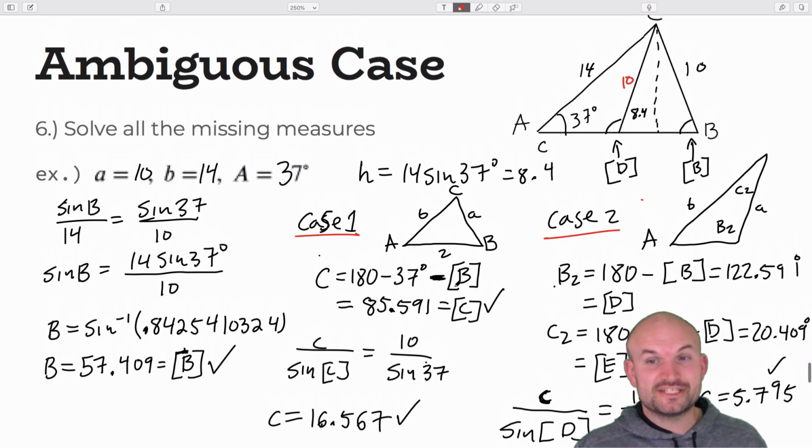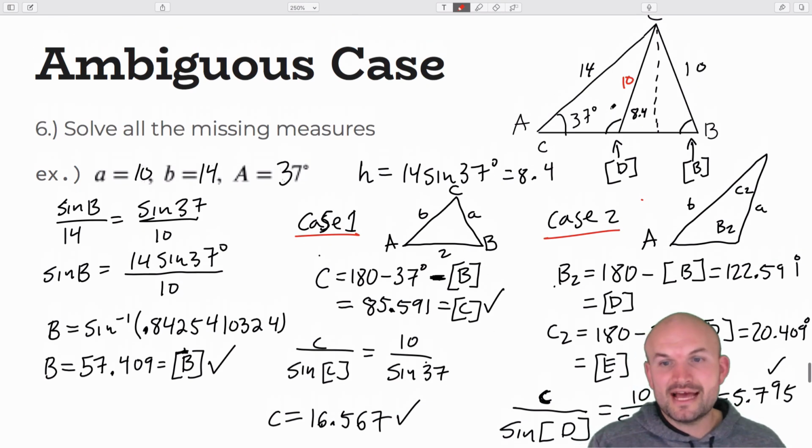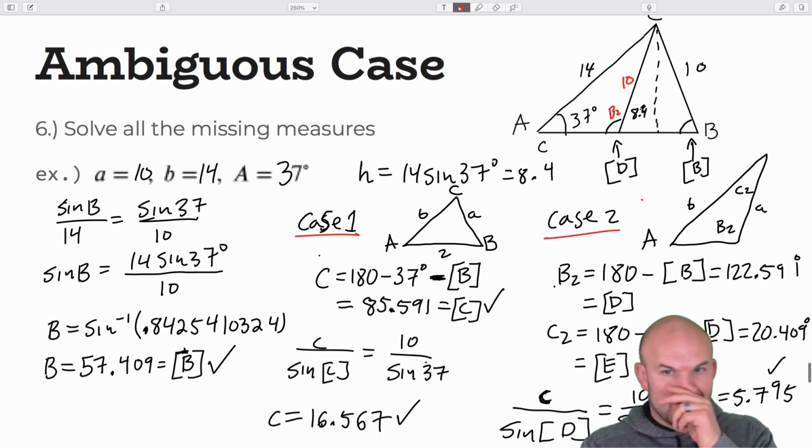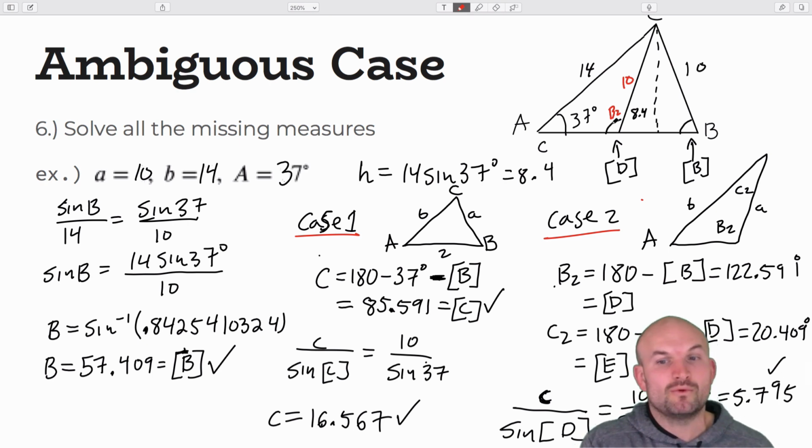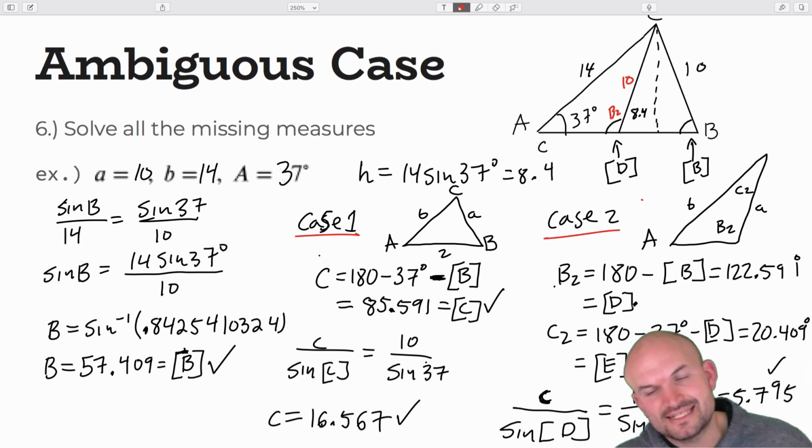Then we got to figure out case 2, which is the obtuse angle. Now again, we don't know if it's case 1 or case 2, we don't have enough information. So we got to look at the relationship between B and B2. Well, they are supplementary angles, meaning they add up to 180. So that means I already found B. If I want to find B2, which would be the obtuse angle here, all I'm going to do is take 180 and subtract B, which is still stored in my calculator. And that gives me an obtuse angle, right there, 122 degrees.